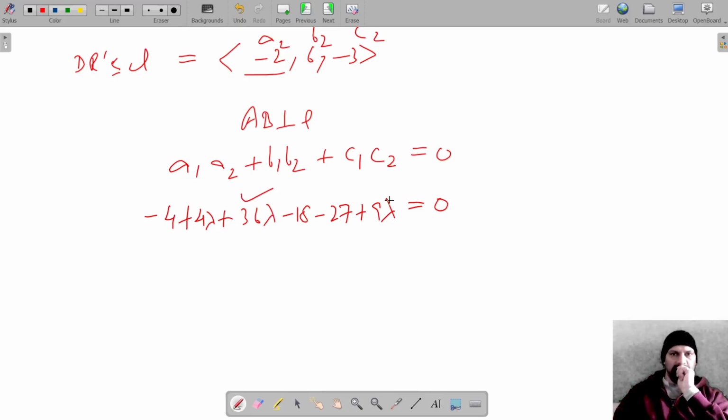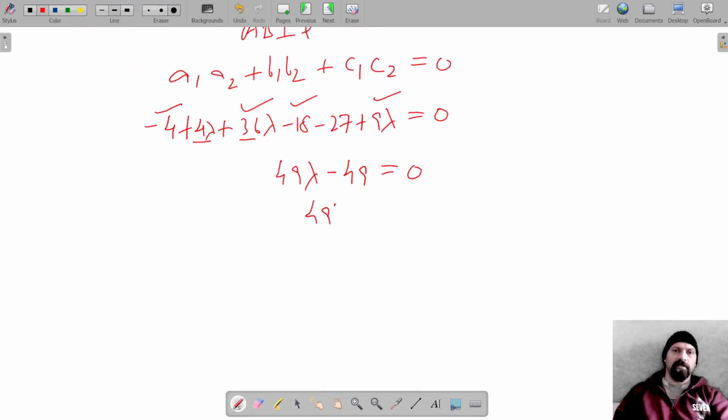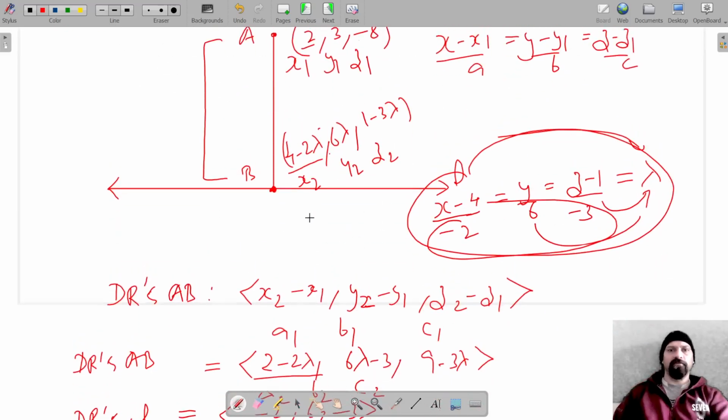Okay, so adding the lambda terms, 4 plus 36 is 40, plus 9 is 49 lambda. And the constants: -4, -18 is -22, and -27 gives -49, which is equal to 0. So this gives me 49 lambda is equal to 49, and lambda is equal to 1. So we have got lambda.